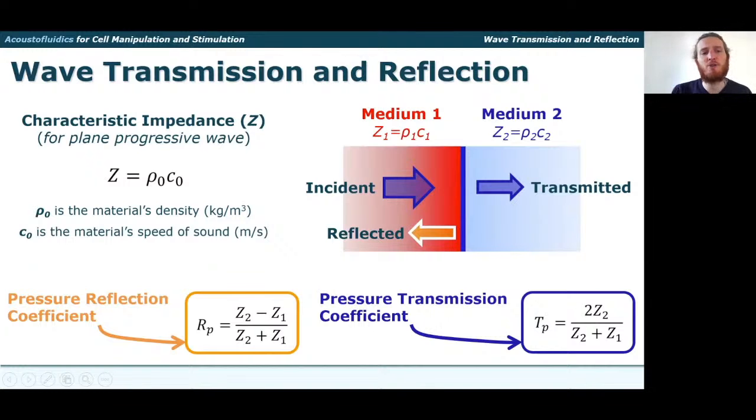They are defined as pressure coefficients because they relate the pressure of the reflected and transmitted waves to the pressure of the incident wave. And as you can see, impedance mismatch between the two media will likely result in a relatively significant component of reflected wave. On the other hand, the closer the characteristic impedance of the two media, the greater will be the transmitted component.